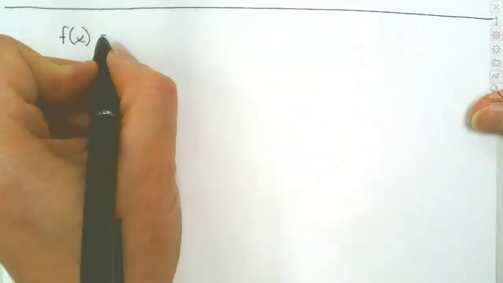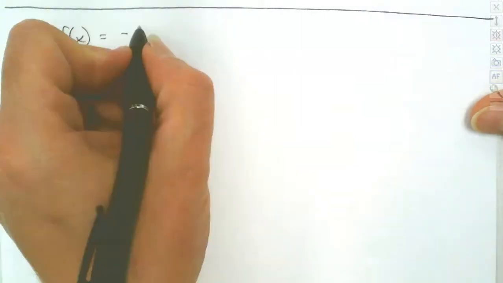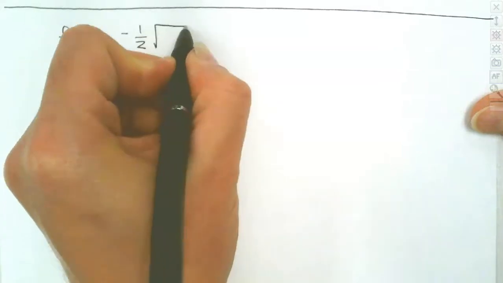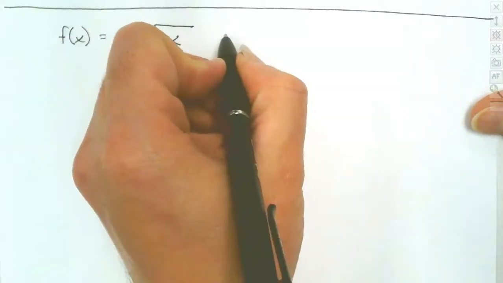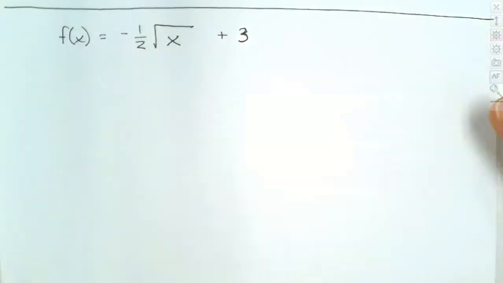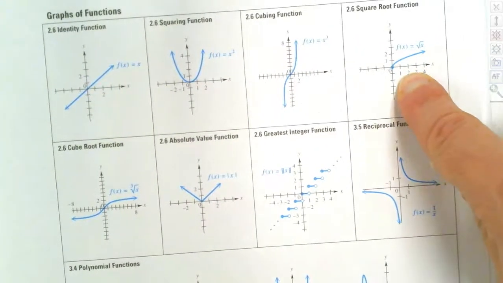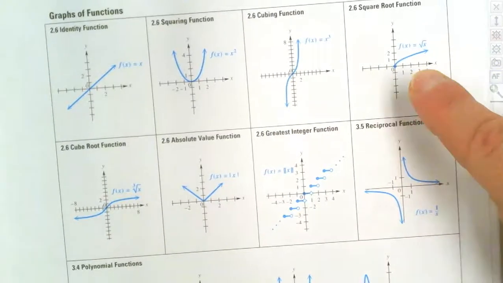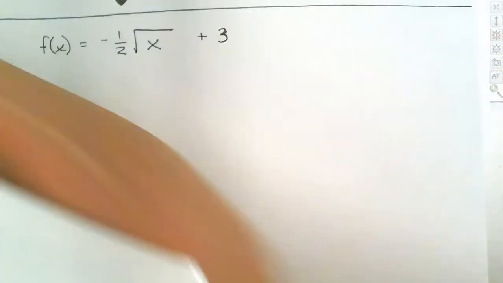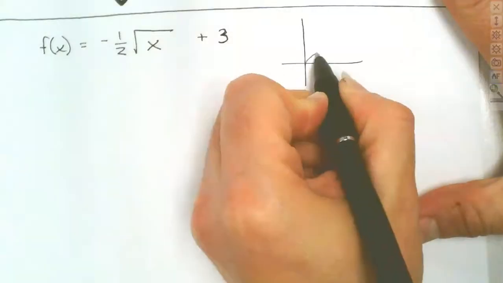So let's try and graph negative 1/2 the square root of x plus 3. So again, first things first, back cover of our textbook. What's the graph look like? Square root. So it looks like that. And so all I have to do is figure out which one it looks like. So the basic function is right there. So there's our basic graph.